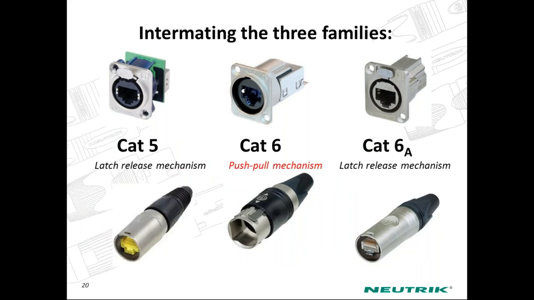We'll take a look a little bit clearer at the differences here. You see for Cat 5 and Cat 6A, there's a latch on the chassis connector, and there's no latch on that Cat 6 chassis connector. And you also see when you look at the cable connectors that Cat 6 cable connector is very different. It's got a push-pull mechanism rather than that slot on the top and the latch mechanism. So that's why they won't intermate.